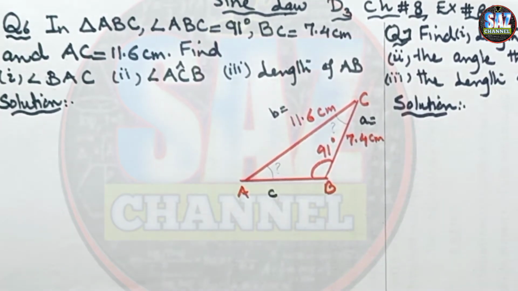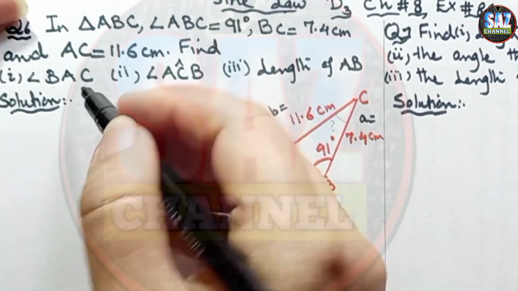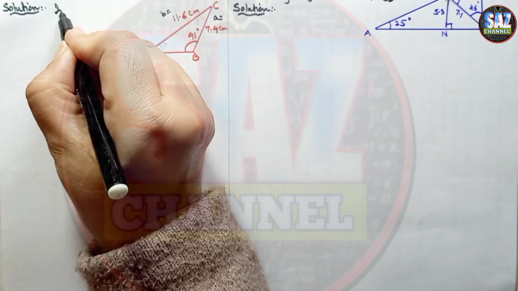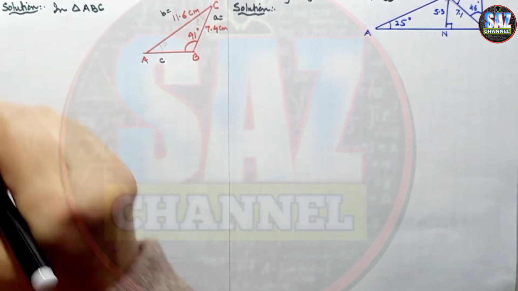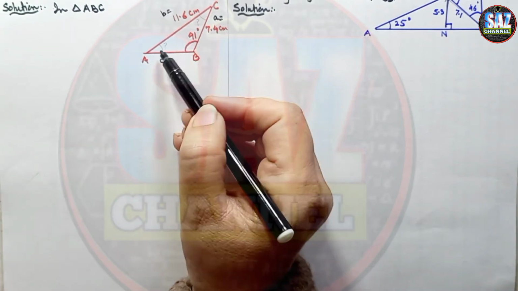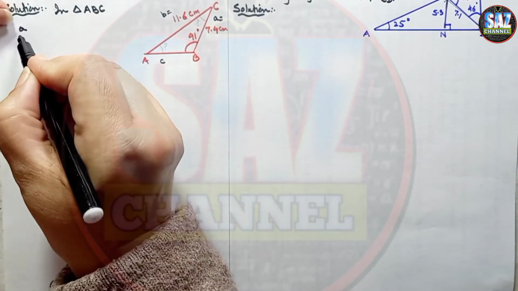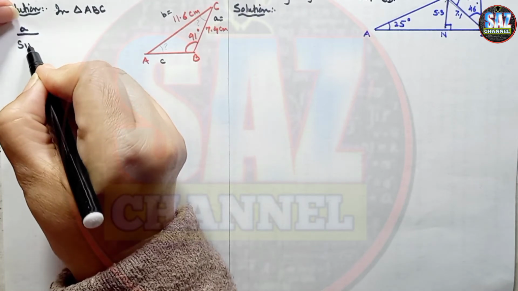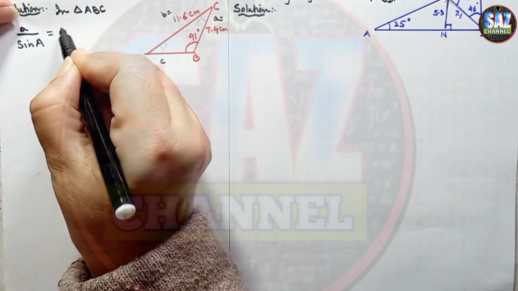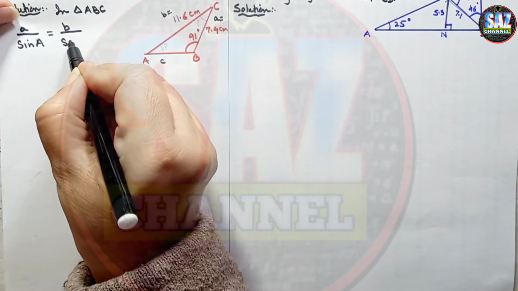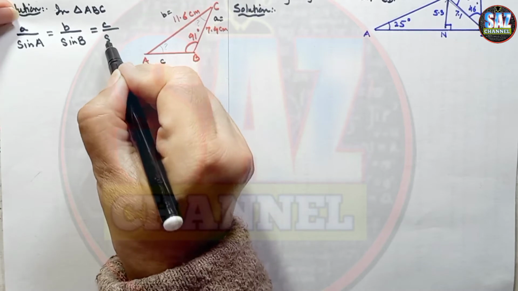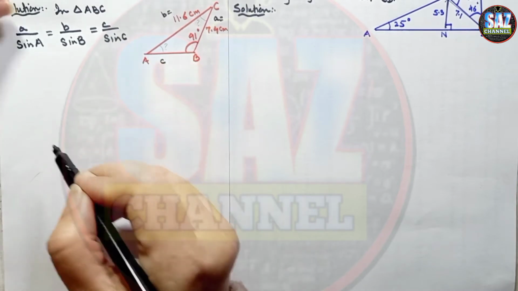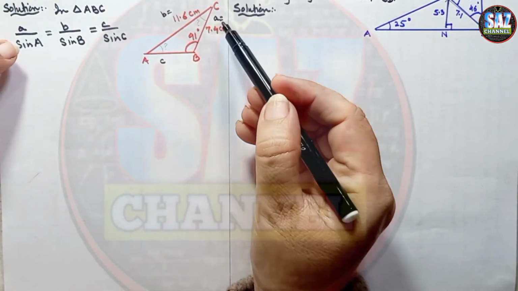Okay, now we have to write the basic sine law, that in triangle ABC, a upon sine A, the length will be divided by its corresponding angle. Sine A equals b upon sine B equals c upon sine C. Now what we have to do, we just have to replace the values carefully.